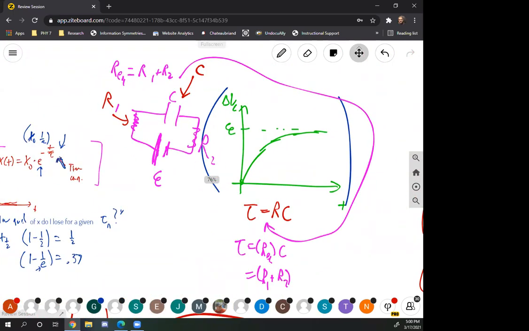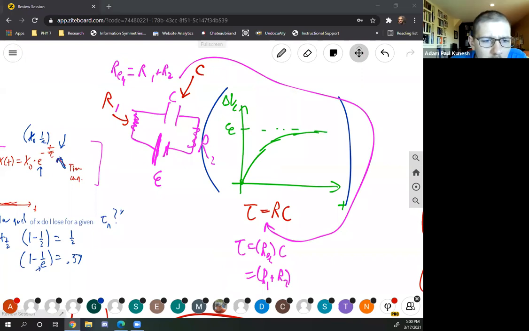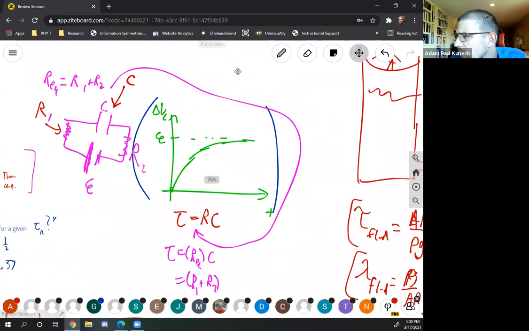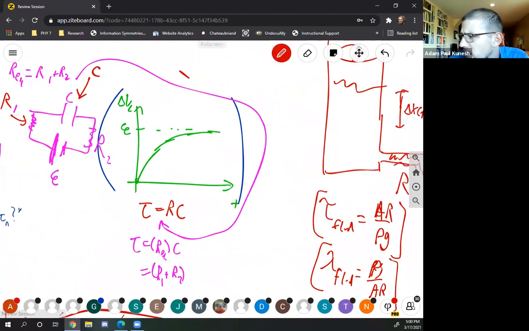Let's see. Sounds good. We've got one quick question in the chat about capacitors. Can you briefly go over Q graphs for discharging versus charging capacitors? Yeah, sure. So this is what I'd say is the charging of the capacitor.